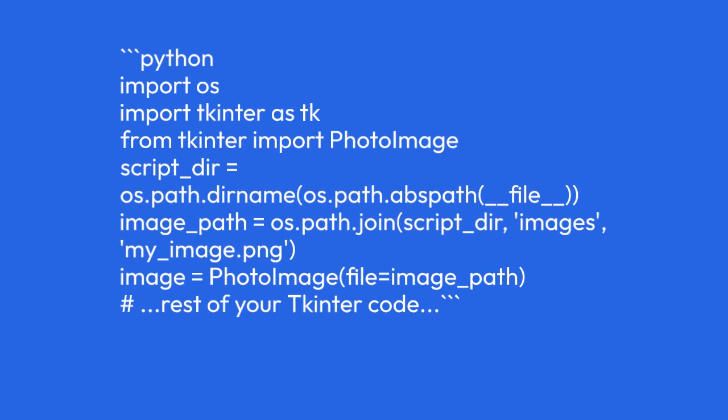For example, in Python: import os, import tkinter as tk, from tkinter import PhotoImage. script_dir = os.path.dirname(os.path.abspath(__file__)). image_path = os.path.join(script_dir, 'images', 'my_image.png'). image = PhotoImage(file=image_path). # Rest of your Tkinter code.